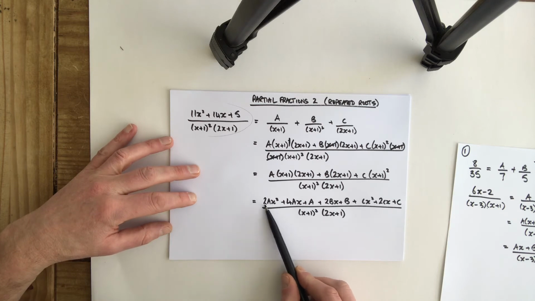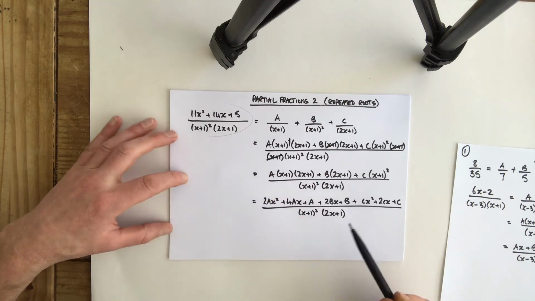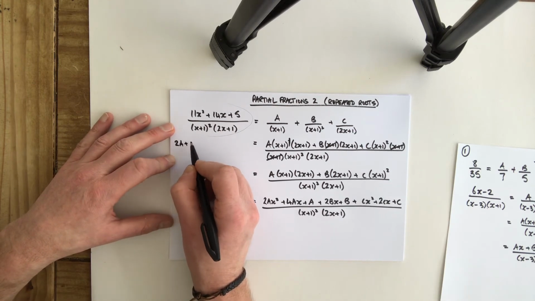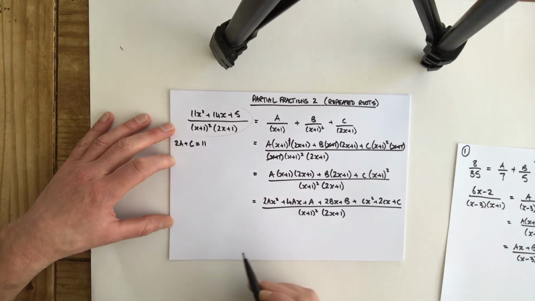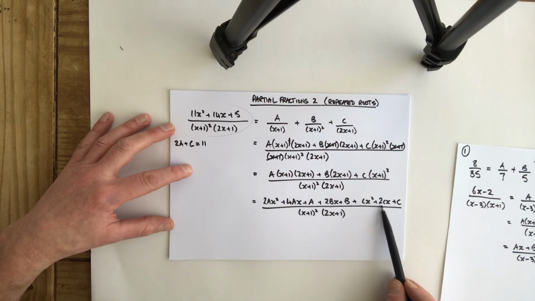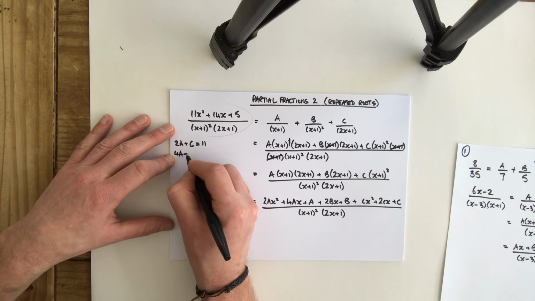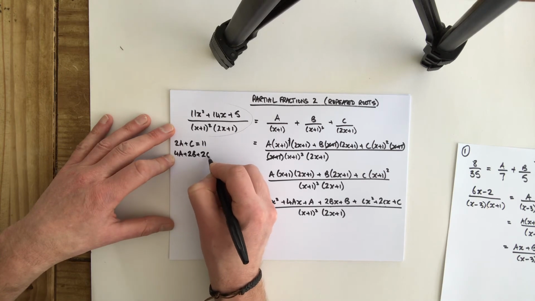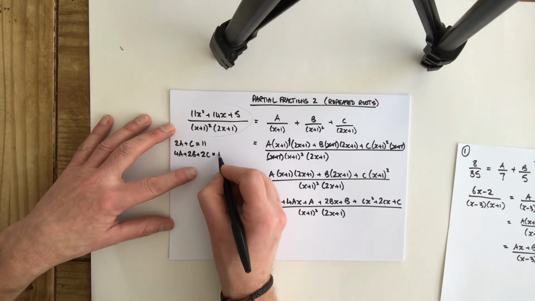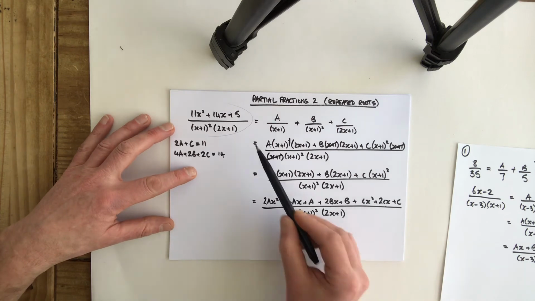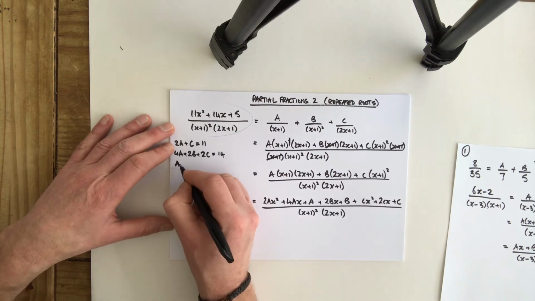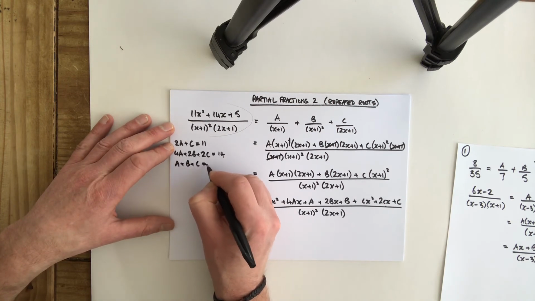So the x squared, 2a plus c, has to be 11. I'm going to carry my working on over here so you can see it all. So 2a plus c equals 11. Equate my coefficients of x, so 4a plus 2b plus 2c has got to equal 14. And then my constant, a plus b plus c has to equal 5.